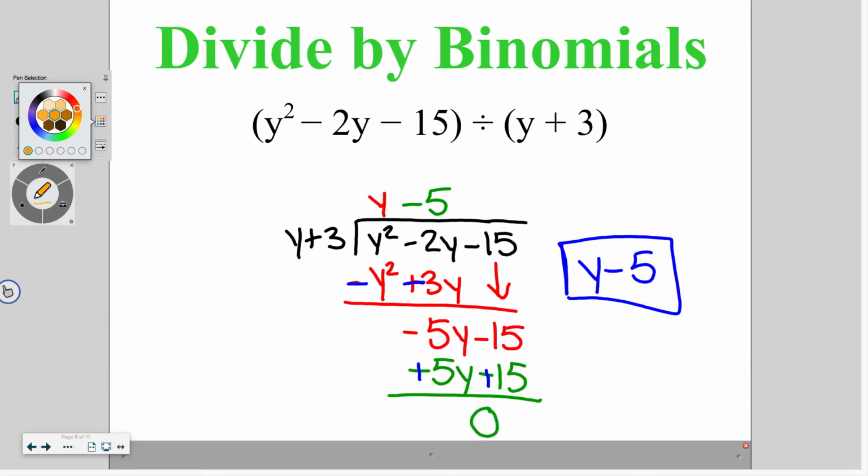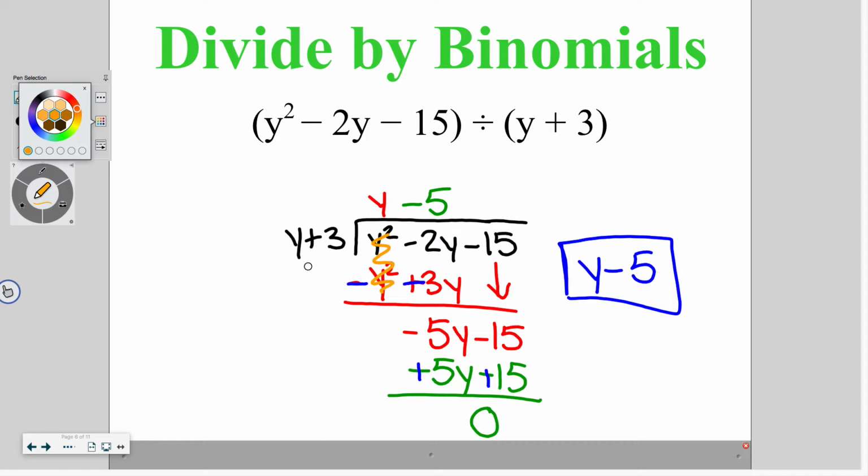Lining that up, we got y times y is y squared. So I've got y squared plus 3y. Then I'm going to subtract, which cancels out. And negative 2y minus 3y gives me a negative 5y. Bring down the negative 15.